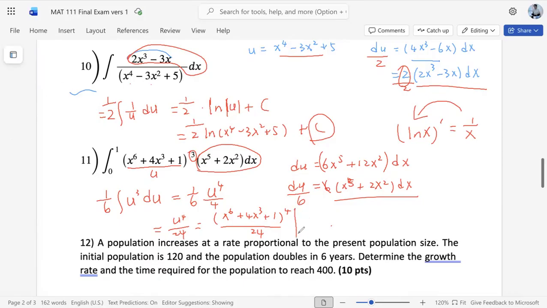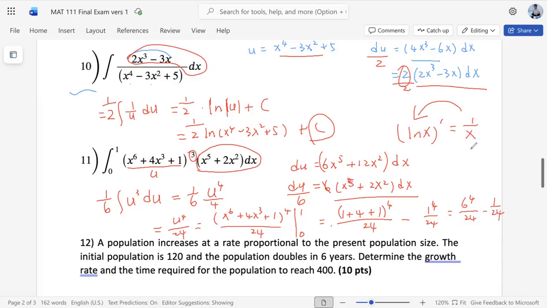So we want to evaluate this from 0 to 1. Remember, this was evaluated at 1. So we get 1 raised to the 6 plus 4 times 1 raised to the 3 plus 1, divided by 24, right? Then this one raised to the 4 divided by 24. Well, at 0, what do we get? At 0, the x term cancels out. So 1 raised to the 4 divided by 24. But 1 plus 4 plus 1 is 6. So we get 6 raised to the 4 divided by 24 minus 1 over 24.